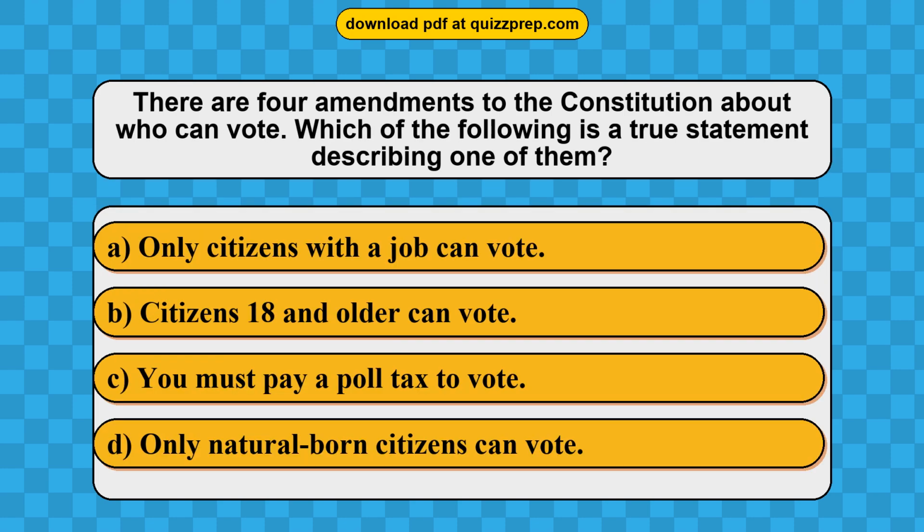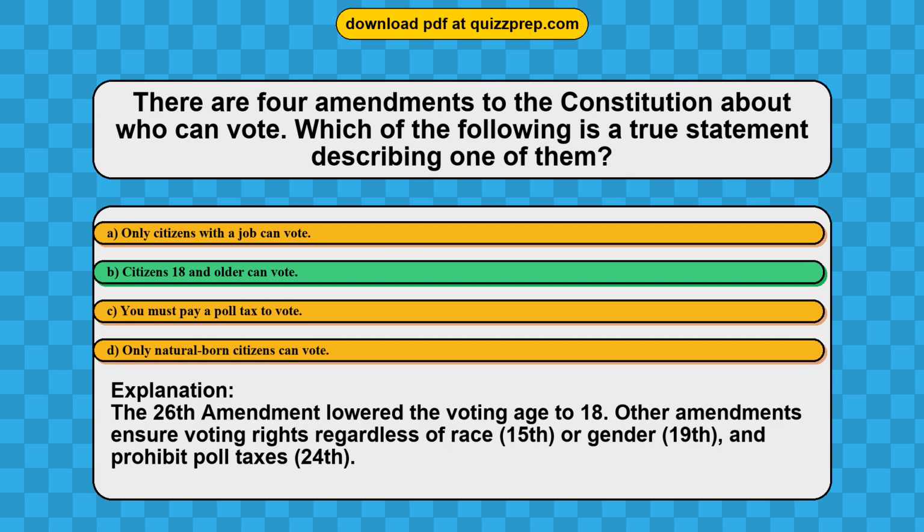Question 95. There are 4 amendments to the Constitution about who can vote. Which of the following is a true statement describing one of them? Option A. Only citizens with a job can vote. Option B. Citizens 18 and older can vote. Option C. You must pay a poll tax to vote. Option D. Only natural-born citizens can vote. The correct answer is option B. Citizens 18 and older can vote. The 26th Amendment lowered the voting age to 18. Other amendments ensure voting rights regardless of race, 15th, or gender, 19th, and prohibit poll taxes, 24th.